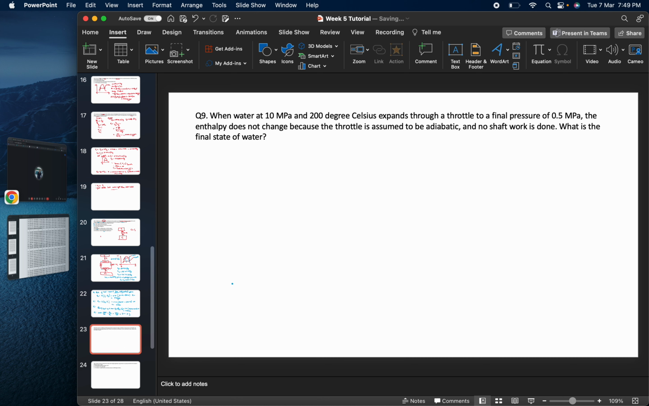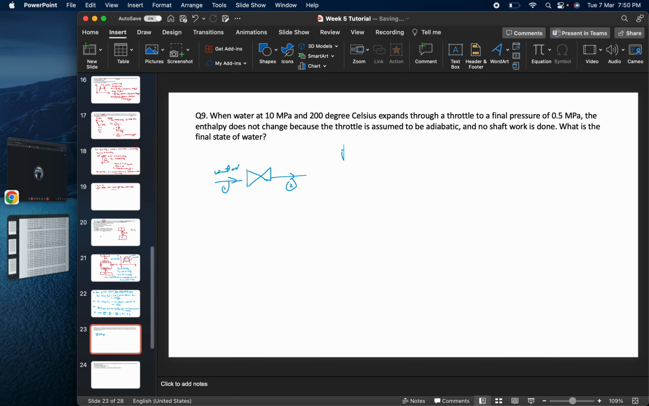Next: when water at 10 megapascal and 200 degrees Celsius expands through a throttle to a final pressure of 0.5 megapascal, the enthalpy does not change because the throttle is assumed to be adiabatic. What is the final state of the water? Suppose there is a throttling valve and some water is entering at state 1, and then it goes out at state 2.